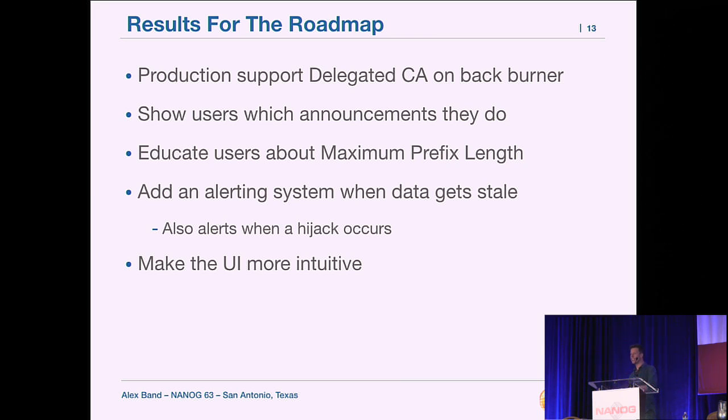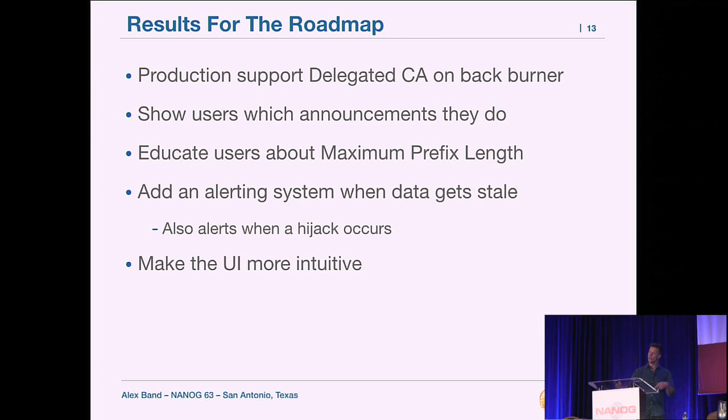And then this whole delegated CA thing, we put it on the back burner because I want more people testing this in pilot before we take it to production. Because otherwise it's going to be a little bit pointless. And maybe we should show people which announcements they do. That would be fun. And then educate people about the maximum prefix length, how that is important. You actually need to fill it in and be really careful about it. And we were like, you know what? Let's also add an alerting system.